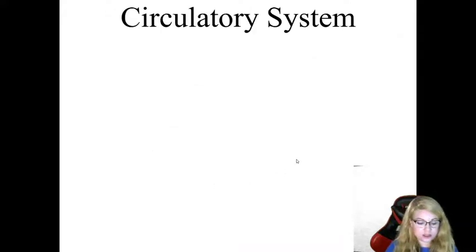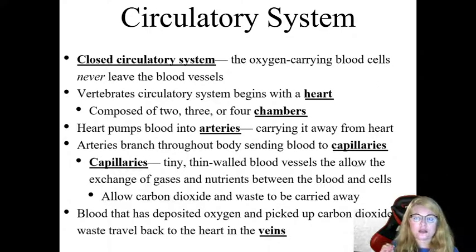And we're going to briefly talk about the circulatory system of vertebrates before we finish out this video. The circulatory system of vertebrates is a closed circulatory system. Remember, just about everything we've talked about up to this point has been open circulatory system, where the blood is not contained in vessels all the time. In a closed circulatory system, the oxygen-carrying blood cells never leave the blood vessels. They stay enclosed in the blood vessels. So that's an important distinction.